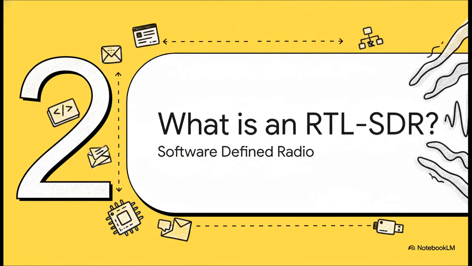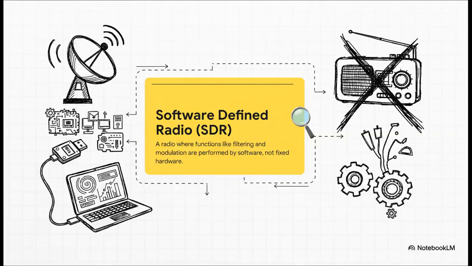So, that's the origin story. But what does that term, software-defined radio, actually mean? Well, the name itself is a pretty big clue. With a software-defined radio, or SDR, all the heavy lifting, filtering out static or decoding a signal, isn't done by physical knobs and circuits anymore. Nope, it's all handled by software that's running right on your computer. And that is a complete game changer from how radios used to work.